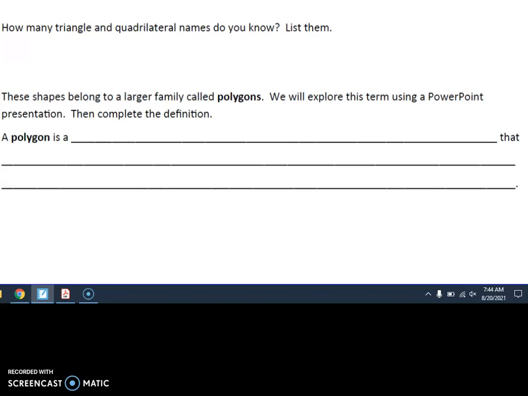So we're going to just open up with a general question. How many triangle and quadrilateral names do you know? And I like to list them. I'm not going to go through all of them at this point. That will come up in the next couple of lessons. But I'm just curious how many of them you actually know. So when you're finished with that, I have a PowerPoint presentation that I'm going to be using to talk about the idea of a polygon. So I'll give you a few minutes to do these names here, and then we'll continue with the polygon.